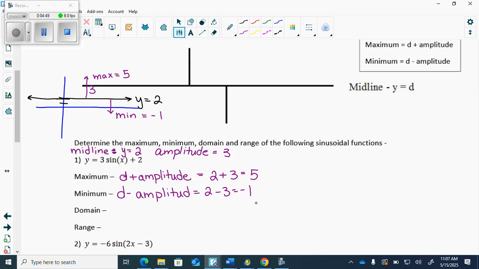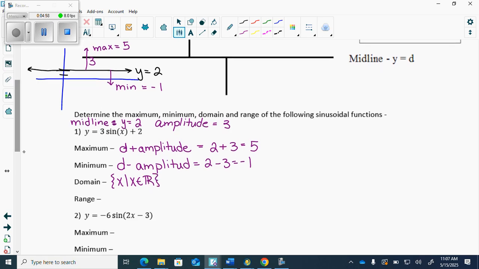Okay, what's the domain always? X such that x is a real number, this goes on for life. And then my range, I need my min and my max, which I already have. So it's going to be y such that, low to high, negative 1 is less than or equal to y is less than or equal to 5. Y is in the reals.